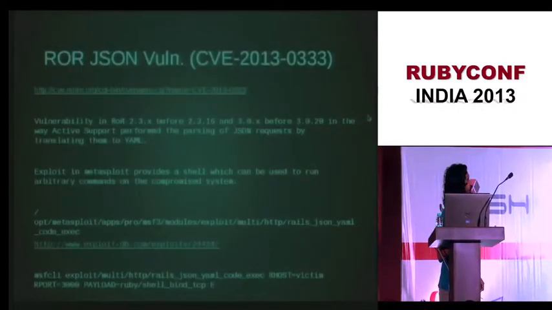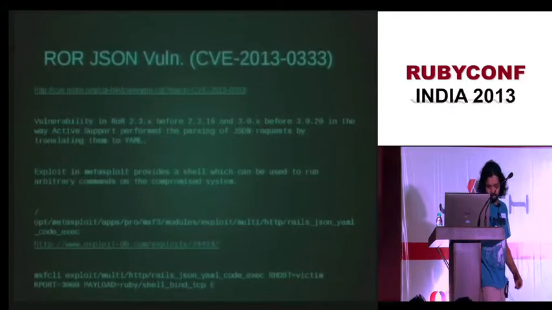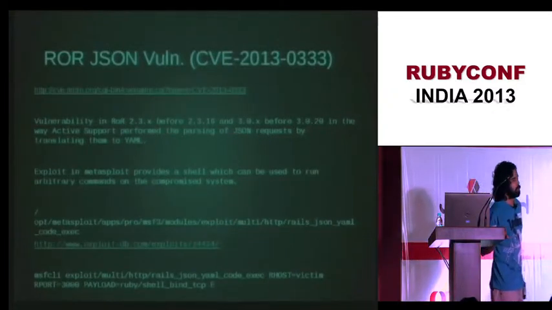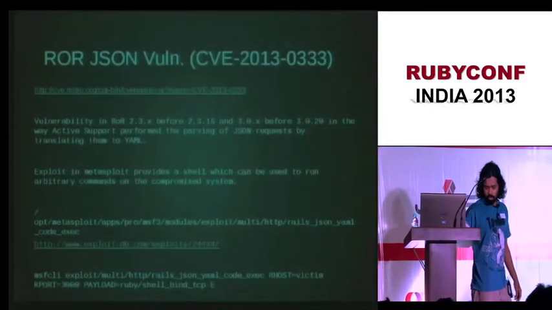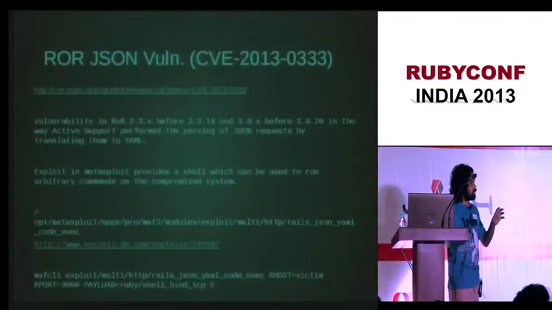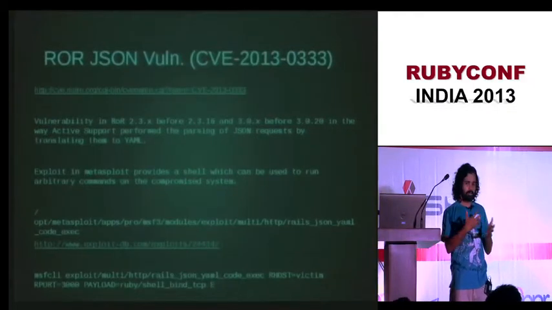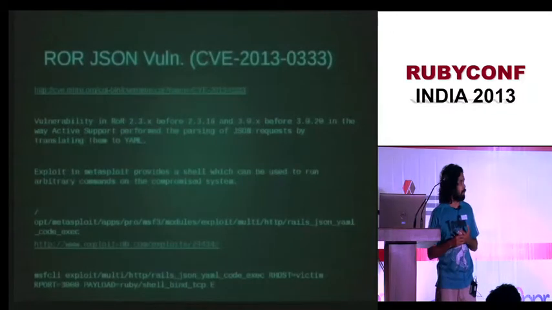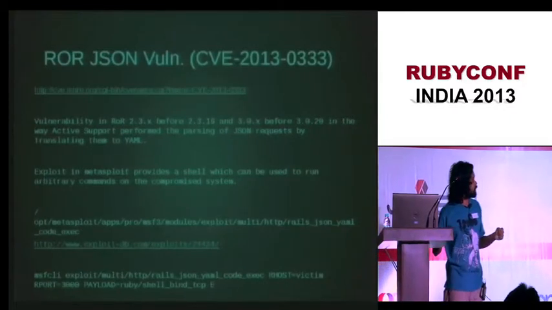Okay, so there was a vulnerability in Rails at the beginning of this year. There is the JSON parser which is available in Rails, in Rails versions below 2.3.16 and Rails 3 below 3.0.20. The JSON parser provides multiple backends, and one of those converts the JSON to YAML, and then the YAML is parsed. There was a bug in the YAML parser which would allow you to exploit the system and create a remote shell, and we were going to have a look at this one.